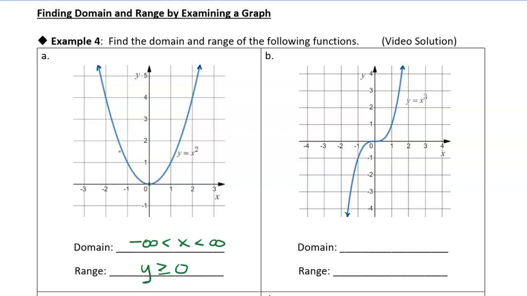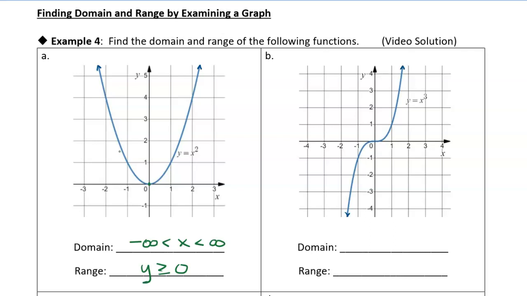I'm going to give you a handout on something called interval notation. That's just another way of expressing a set of numbers. But right now we're just going to use inequality notation to give the domain and range.